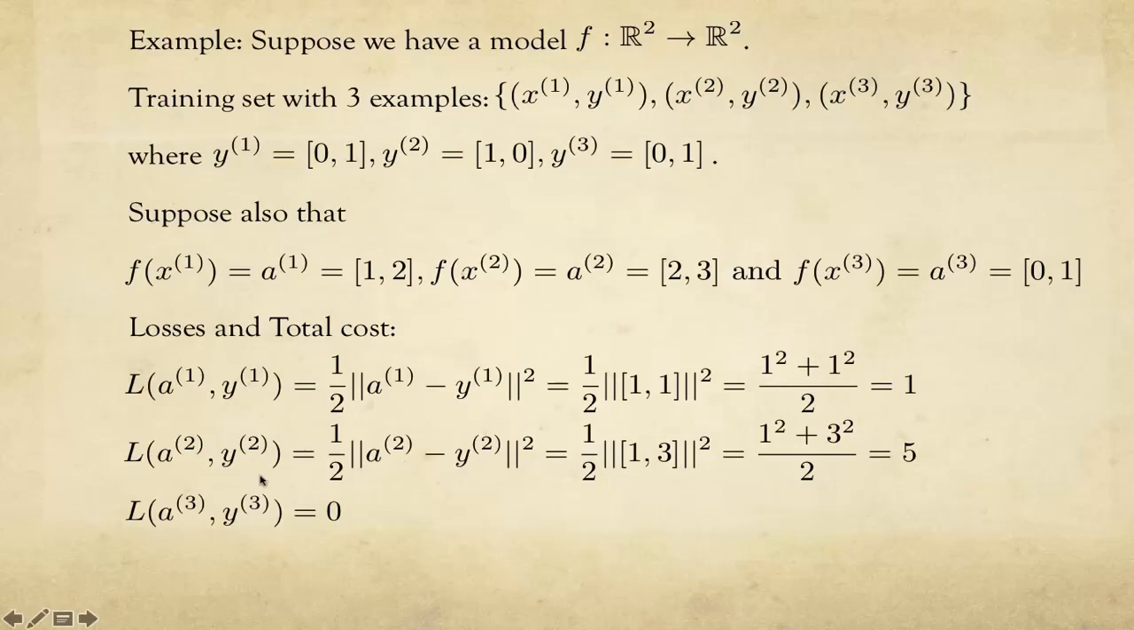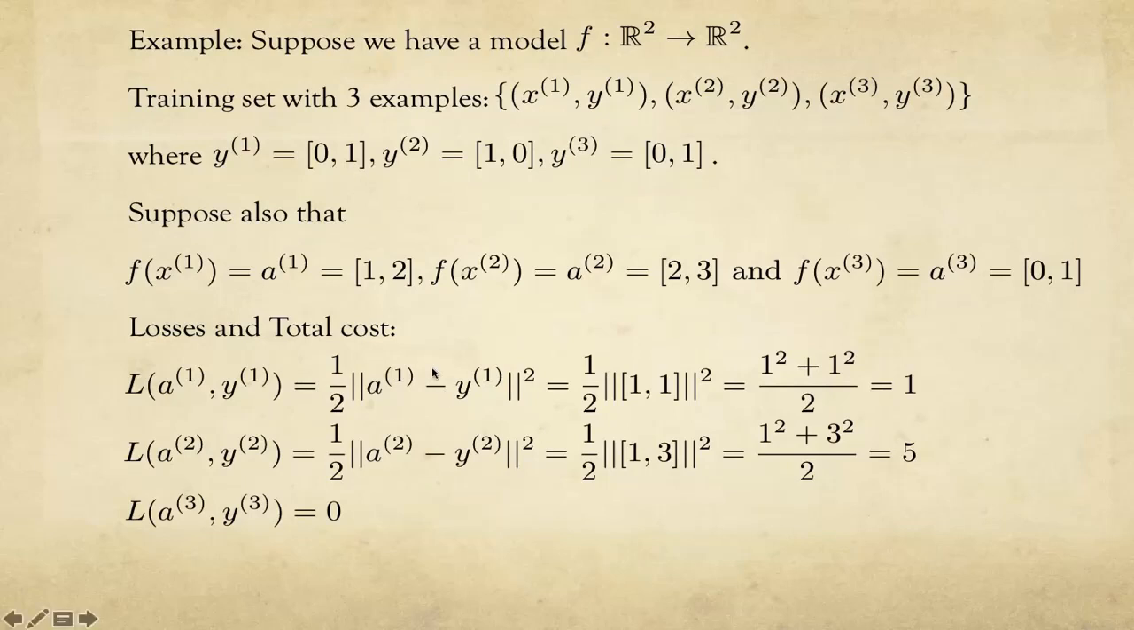In the same way, the loss over the second prediction and the second label is, again, find the square distance. The difference here is (1, 3). So by the Pythagorean theorem, it is 1 squared plus 3 squared. Divided by 2 is 5. And then the loss of the third example, we don't even have to compute because these are exact. So the label matched up exactly with the prediction. So the loss there is 0 because there's no error in that prediction. So these are the 3 losses over the 3 training examples.